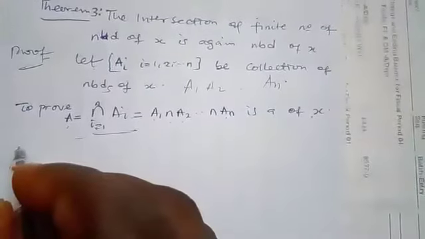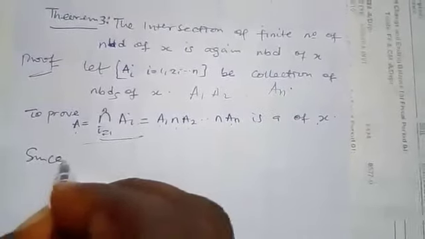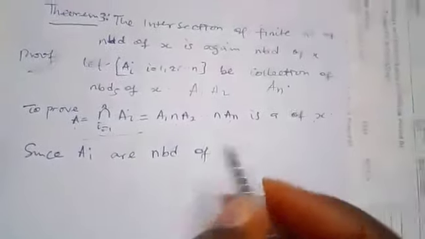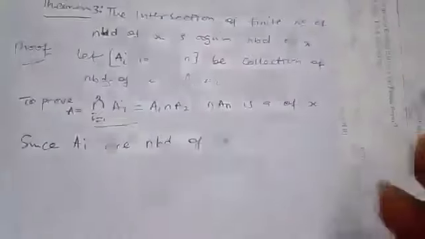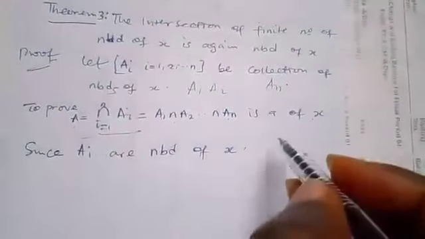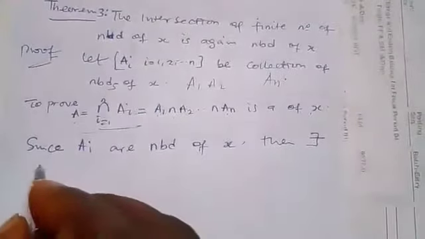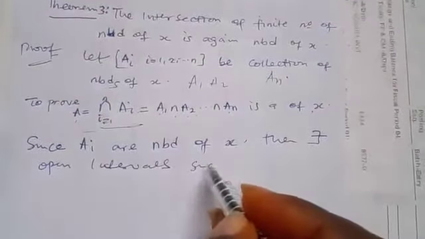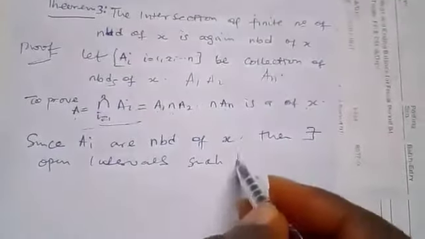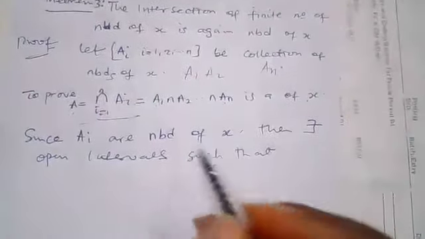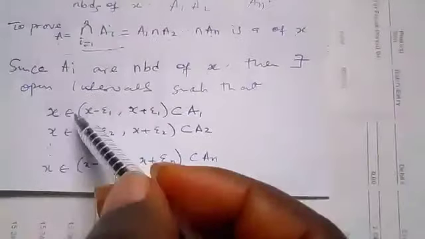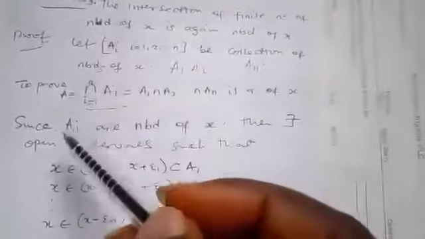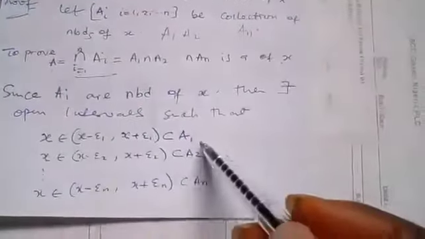Now, since the Ai are neighborhoods of X, that is, since A1 is a neighborhood, A2 is a neighborhood, all of them like that, there exist open intervals such that those open intervals will contain S. So we have the following: S belongs to this one. Remember this definition of neighborhood. Since we have agreed that Ai is a neighborhood, for A1, we have this.